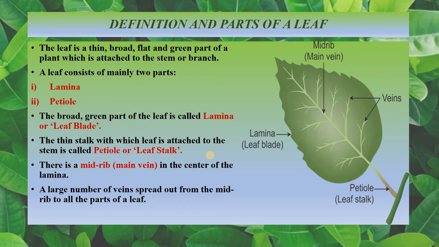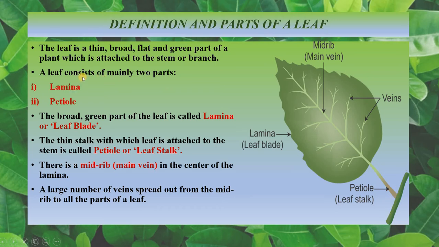So what is a leaf? First comes the definition. The leaf is a thin, broad, flat and green part of a plant which is attached to the stem or branch. Now here you see, this one is the branch of a plant, and this is the entire leaf. It is attached to what? It is attached to the branch.